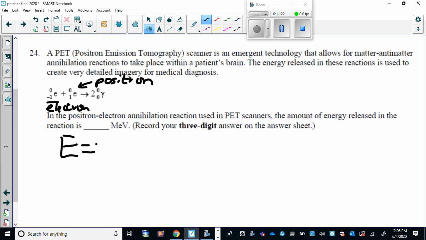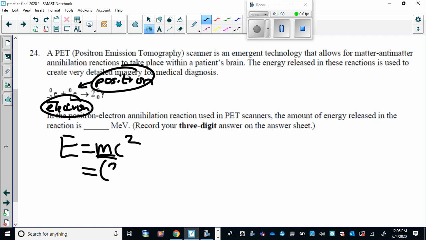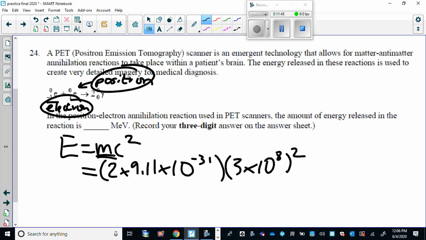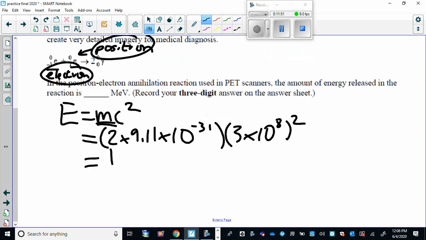So we're just going to use E equals mc squared. And the mass here is the combined mass of the electron and the positron. So it's simply 2 times the mass of an electron, because an electron and a positron have the same mass, just opposite charge. Don't forget to square the speed of light, and once you stick that into your calculator, you're going to get an answer of 1.6398 times 10 to the negative 13 joules, but they want the answer in mega electron volts, right?